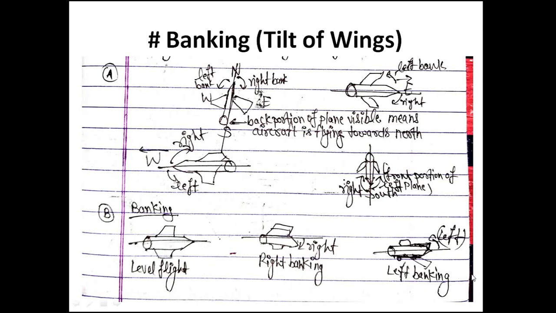Now very simple, if it is in level flight, I have taken here the east direction, the aircraft is moving in the east direction, and this is an example of level flight, meaning your aircraft is traveling without any banking. Now your aircraft is taking a right turn, which is called right banking. Now your aircraft is taking a left turn, it means left banking.